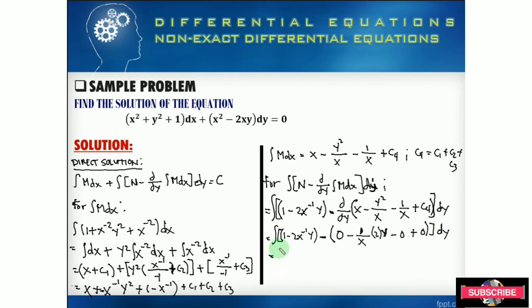And this is equal now to the integral of 1 minus 2 times x to the negative 1 times y, okay? This quantity, and this is minus here this negative 2y, okay? Negative 2y over your x, okay? And this is dy, okay?